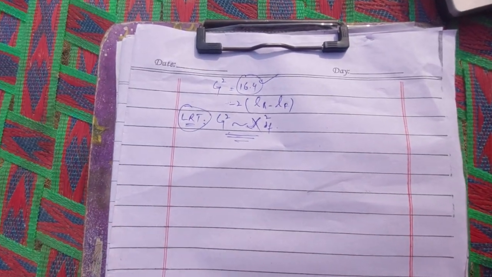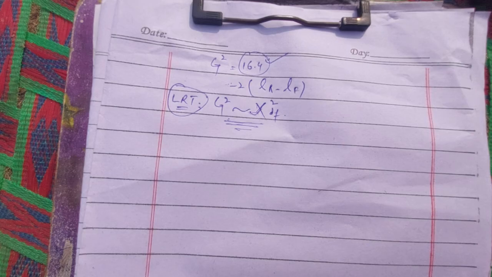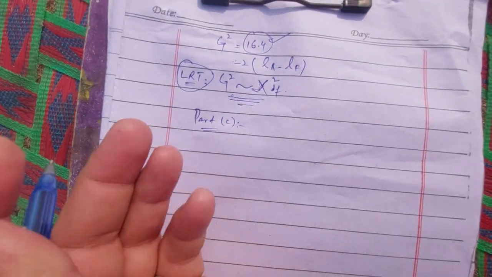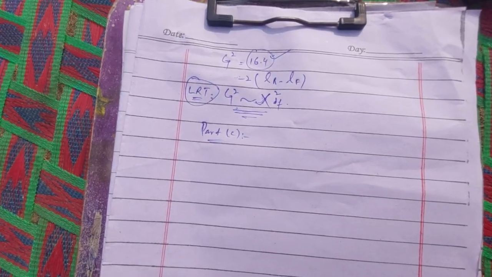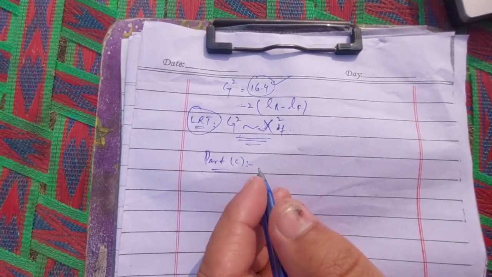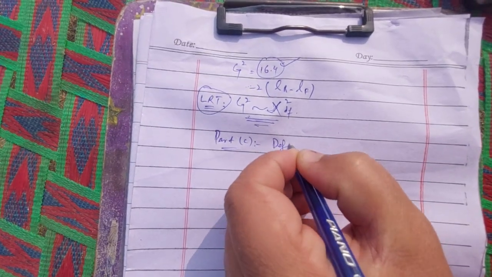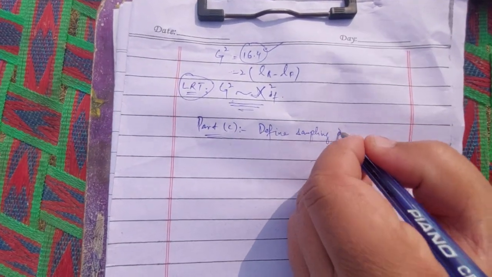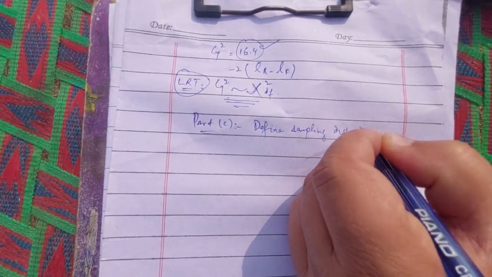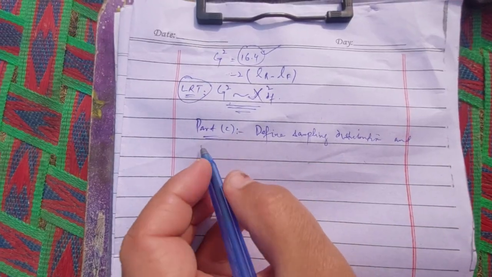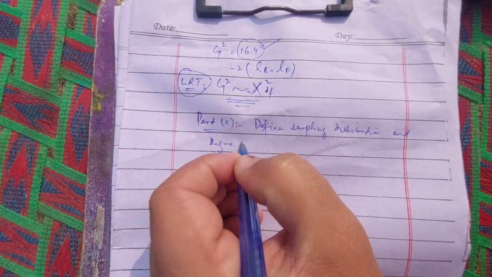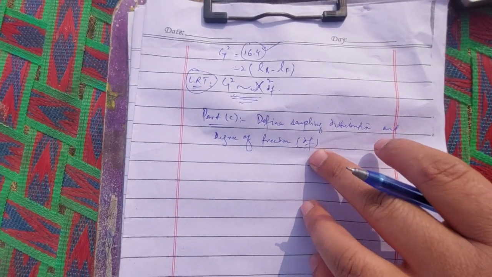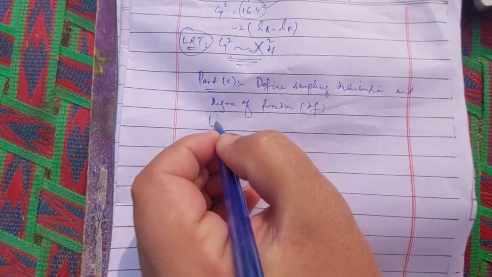Now we will continue into the third part, part C. This part states that we have to define the sampling distribution and degrees of freedom, df.